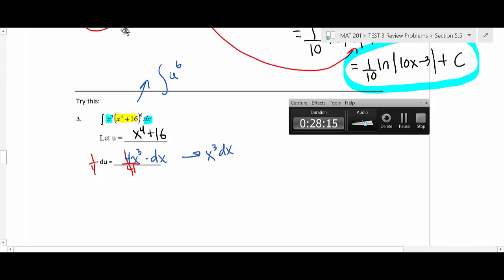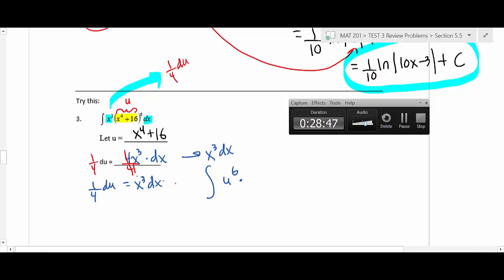So what you end up with is 1/4 du equals x cubed dx. Okay, now you've got everything accounted for. So the idea is that thing right there is going to be u. Then the part that I've got highlighted in blue here, that's going to become 1/4 du. Everything's accounted for. So tell me what your u integral is. What do you have? u to the 6 times what? x cubed dx is 1/4 du. Okay, that's what you should have done.